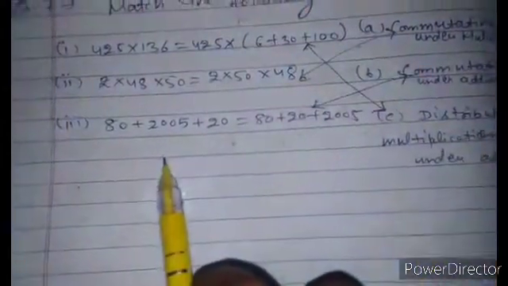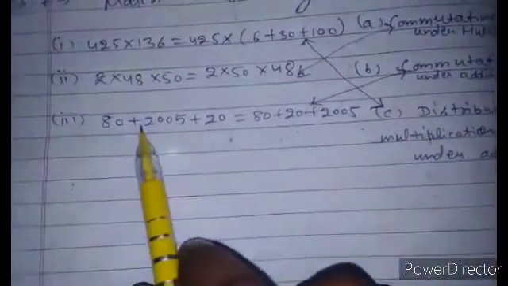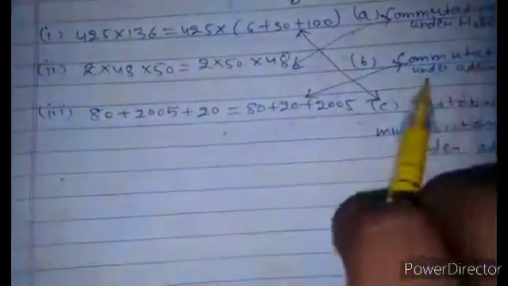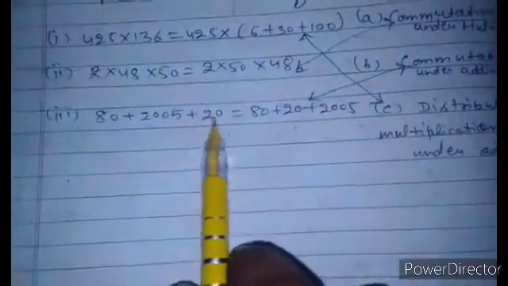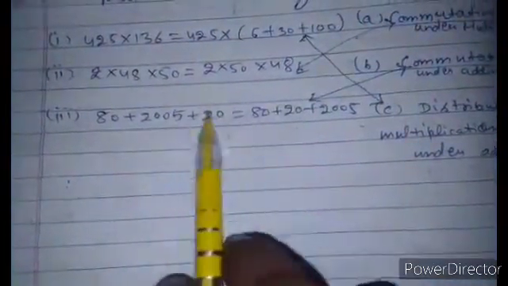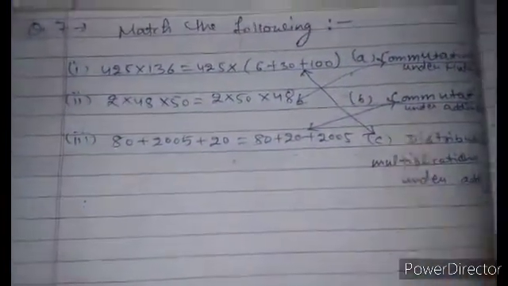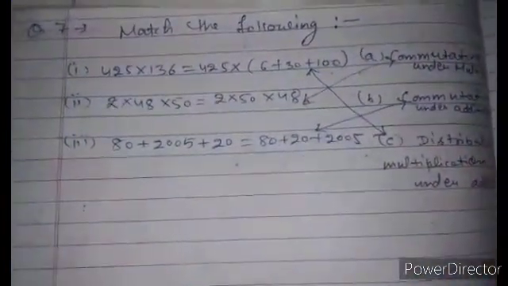Now third we have matched with B. Here you can see 80 plus sign, so it is commutative under addition. 80 plus 2005 plus 20, here we have just changed the order. So now exercise 2.2 is completed. Thank you.